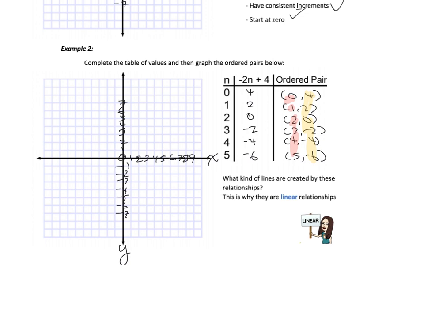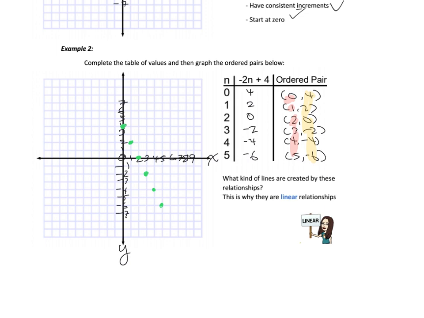So 0 and 4, I go 0 on my x and I go 4 up on my y and then draw a dot there. I go 1 to the right and 2 up for 1 and 2, 2 to the right and nothing for y, and then 3 to the right and 2 down for -2, 4 and -4, 5 and -6 goes down right here. So that is my linear relation here graphed.